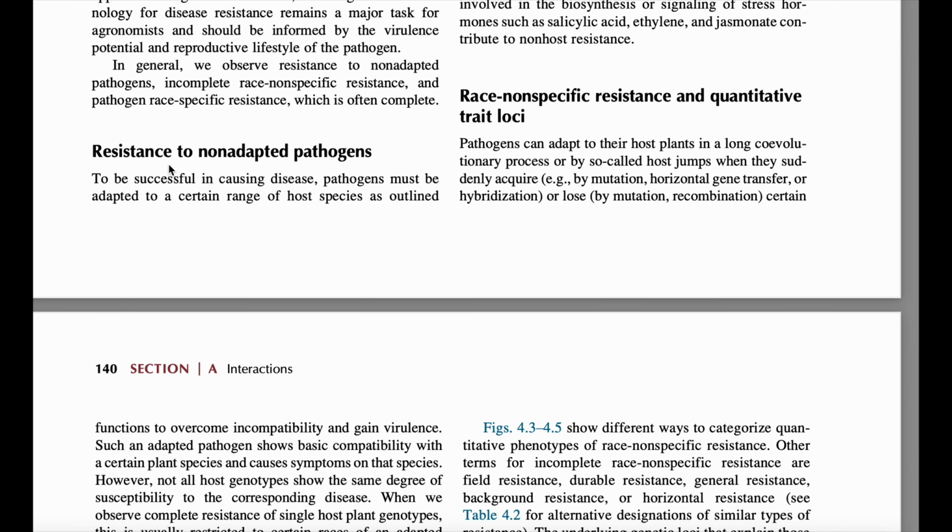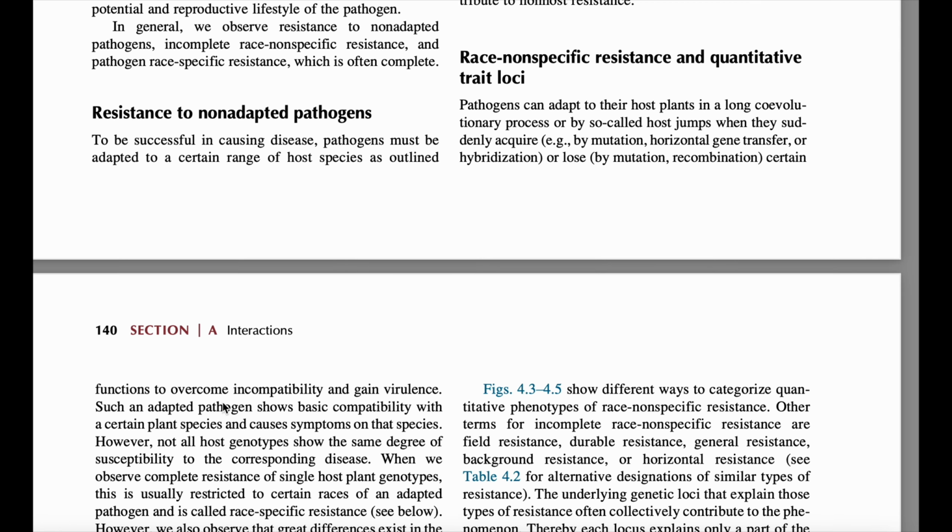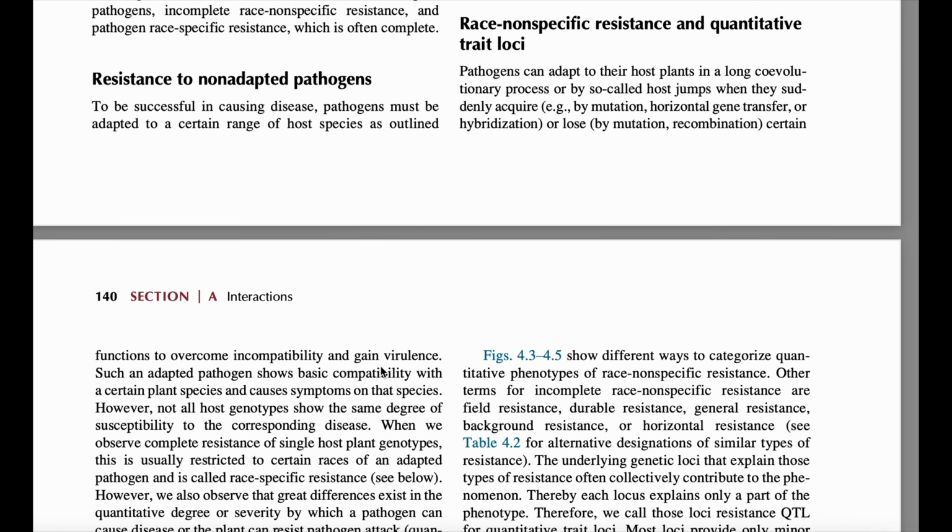Okay, the last one was resistance to non-adapted pathogens. Now, race non-specific resistance and quantitative trait locus. Let's see what they're saying. Pathogens can adapt to their host plant in a long coevolutionary process or by so-called host jumps when they suddenly acquire or lose certain functions to overcome incompatibility and gain virulence.